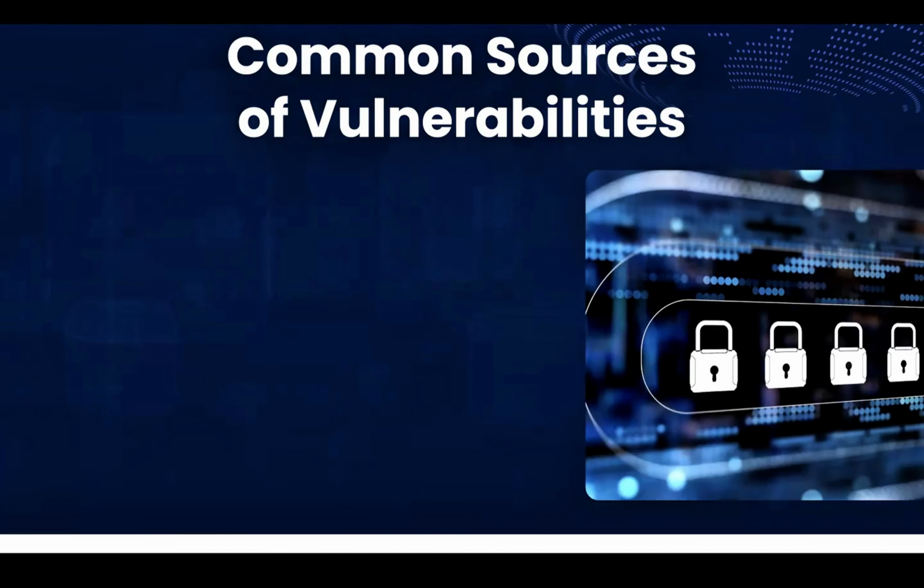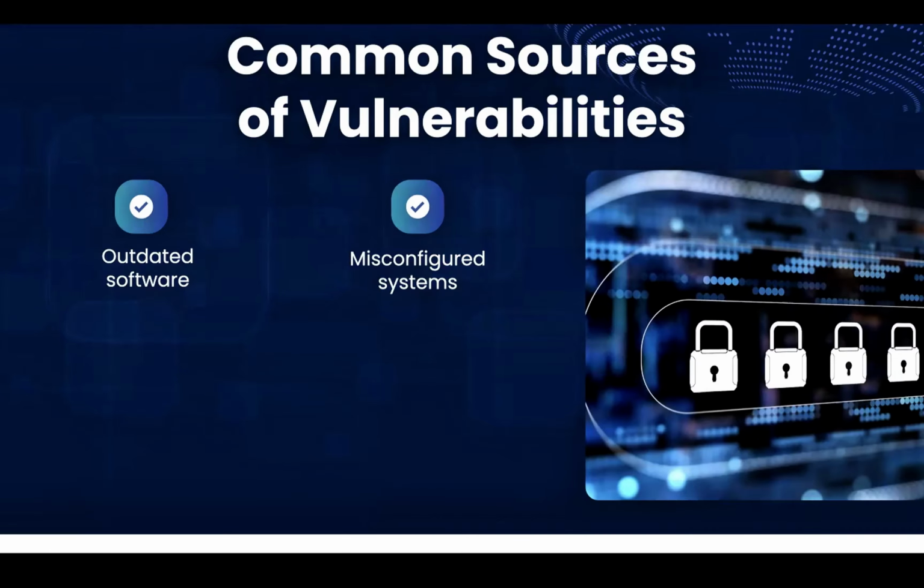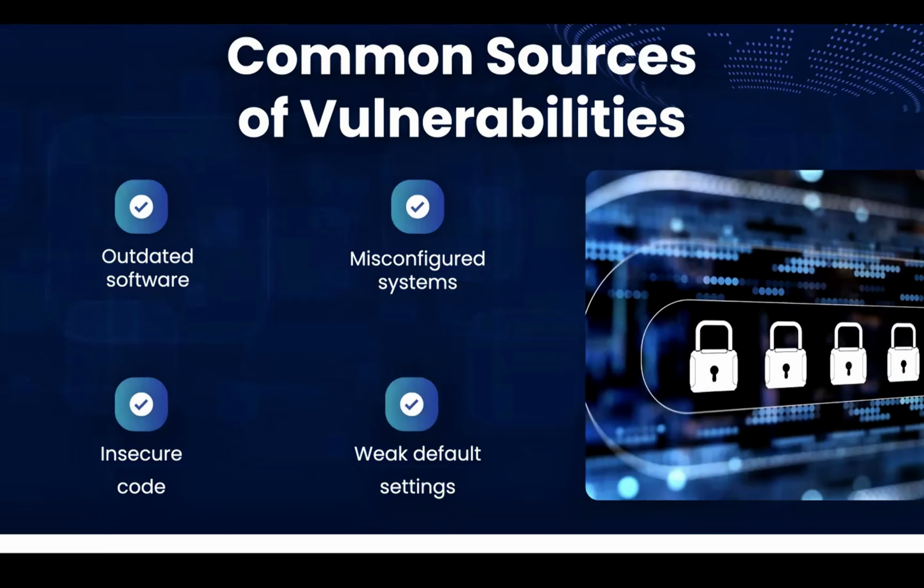What are the common sources of vulnerabilities? Weaknesses and vulnerabilities often follow common patterns, and here are some of the common sources. The first one is outdated software, the second one is misconfigured systems, the third one is insecure code, and lastly, we have weak default settings.